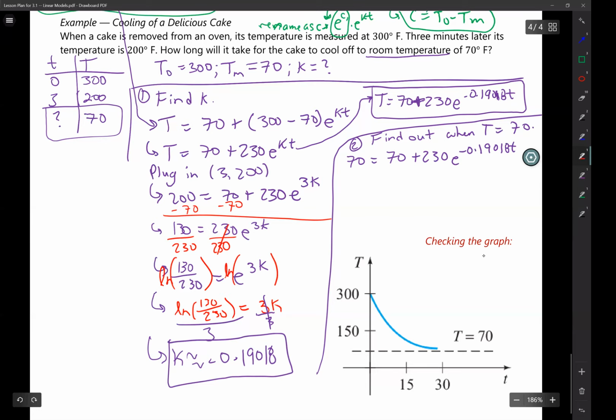So just do some math here. Subtract 70, and we get 0 is equal to 230 e to the negative 0.19018 t. Divide by 230. It doesn't matter on this side, and we get 0 is equal to e to the negative 0.19018 t. Obviously, we take ln on both sides.